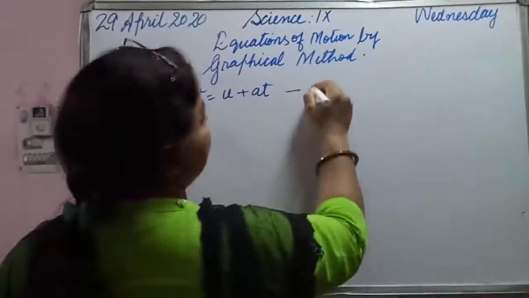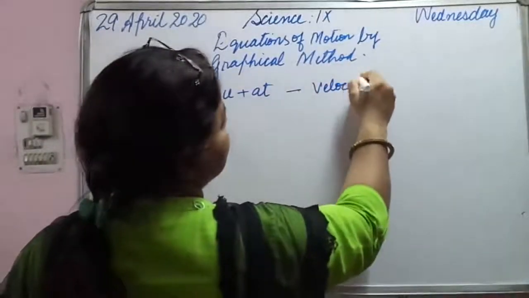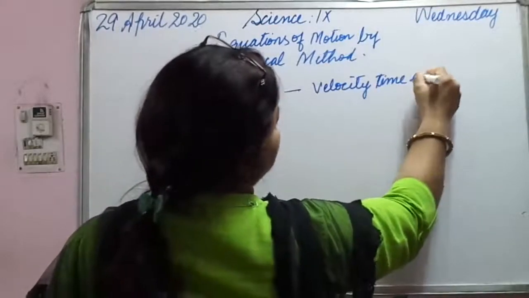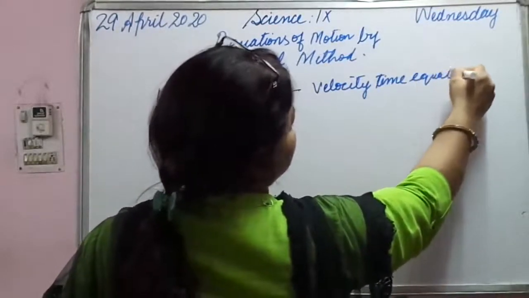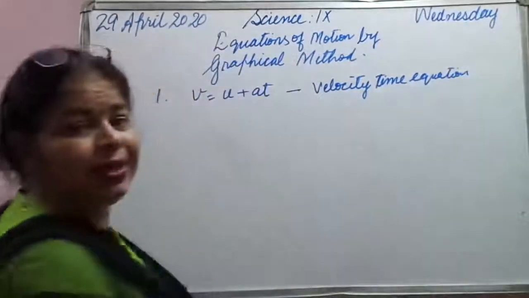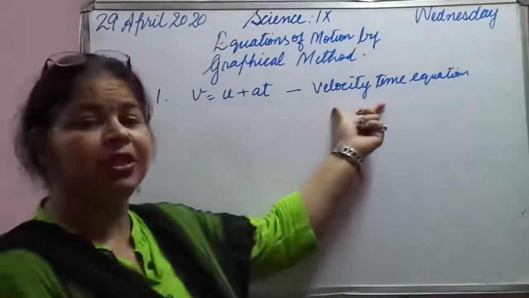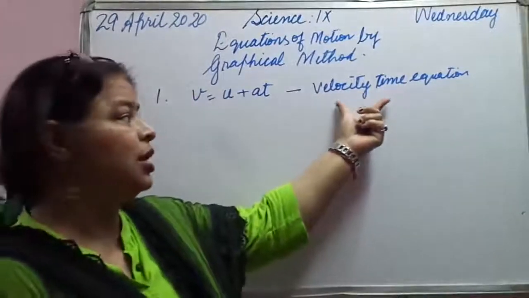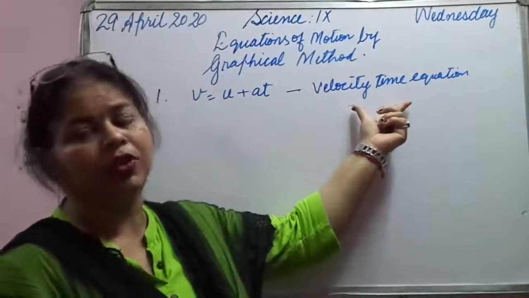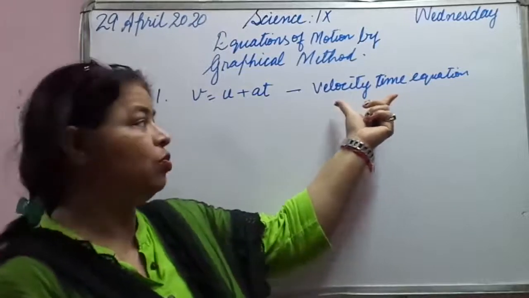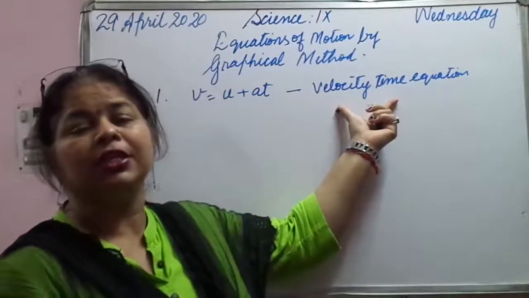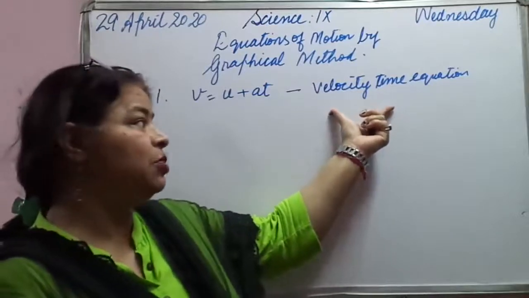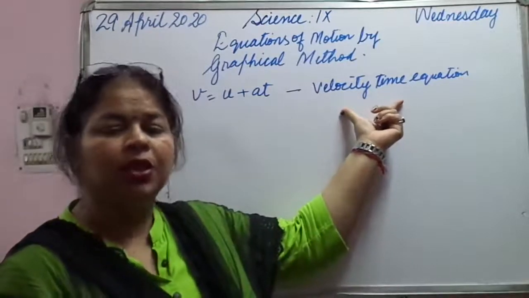This first equation of motion is also called the velocity time equation. It is a relation between velocity and time. So this equation signifies the relationship between velocity and time, and that is why we call it the velocity time equation.